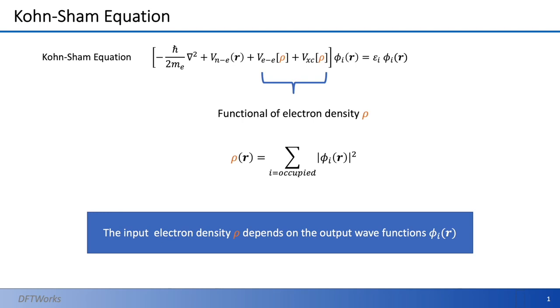The third and the fourth terms are the functional of the electron density. So in order to set up the quantum equation, we need to have knowledge of the system's electron density as the input. But the electron density is equal to the sum of the squared wave functions for all occupied energy states, which are only known when the quantum equation is solved. This means the input electron density is dependent on the output wave functions. So we will have to solve the quantum equation iteratively with the self-consistent field method.